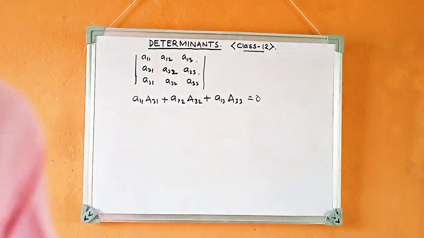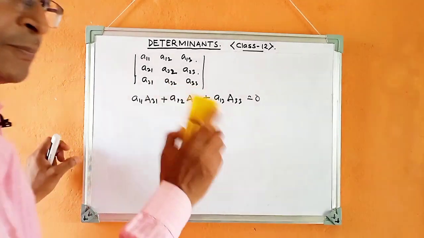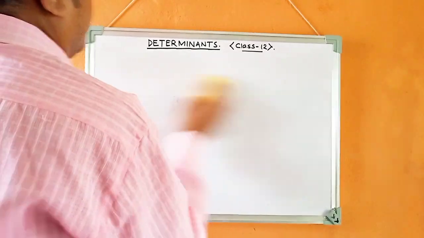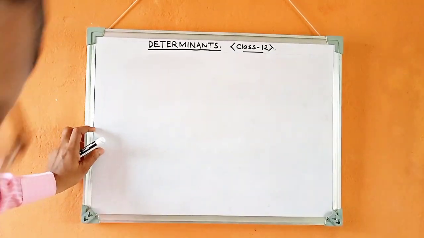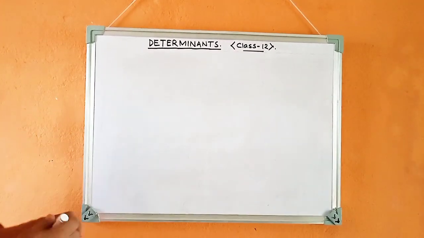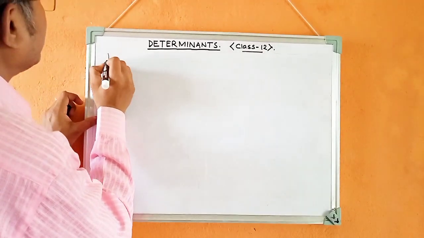Got it? Now let's give some examples using the properties. Now example number 1. See.